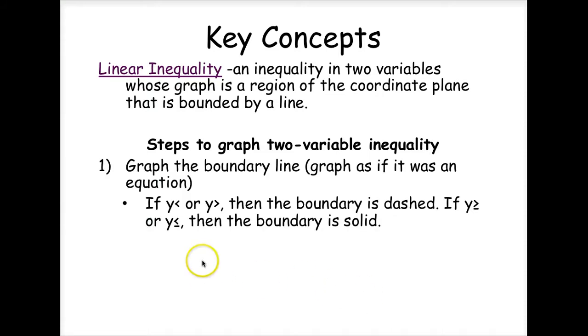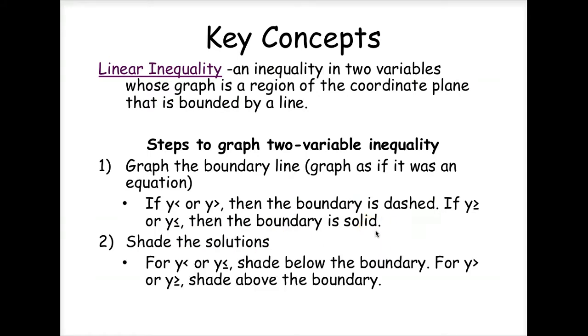So first of all, you graph the boundary line. Now, just like we had an open circle, if it was just a less than or greater than sign, we're going to have a dashed line. If it's "or equal to," the boundary is going to be a solid line. And then we shade in the solution. So we'll talk about that in a little bit. If it's less than, shade below. If it's greater than, shade above.